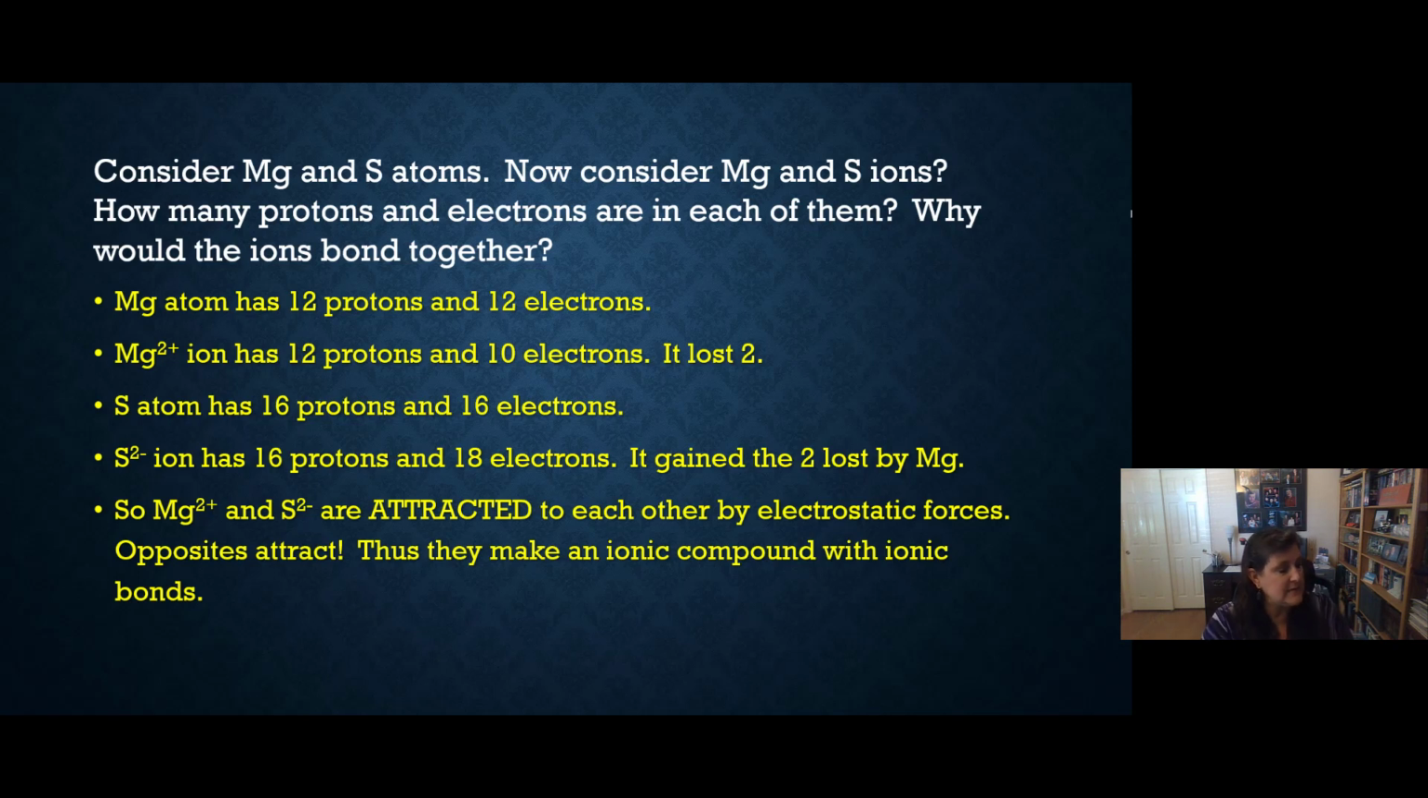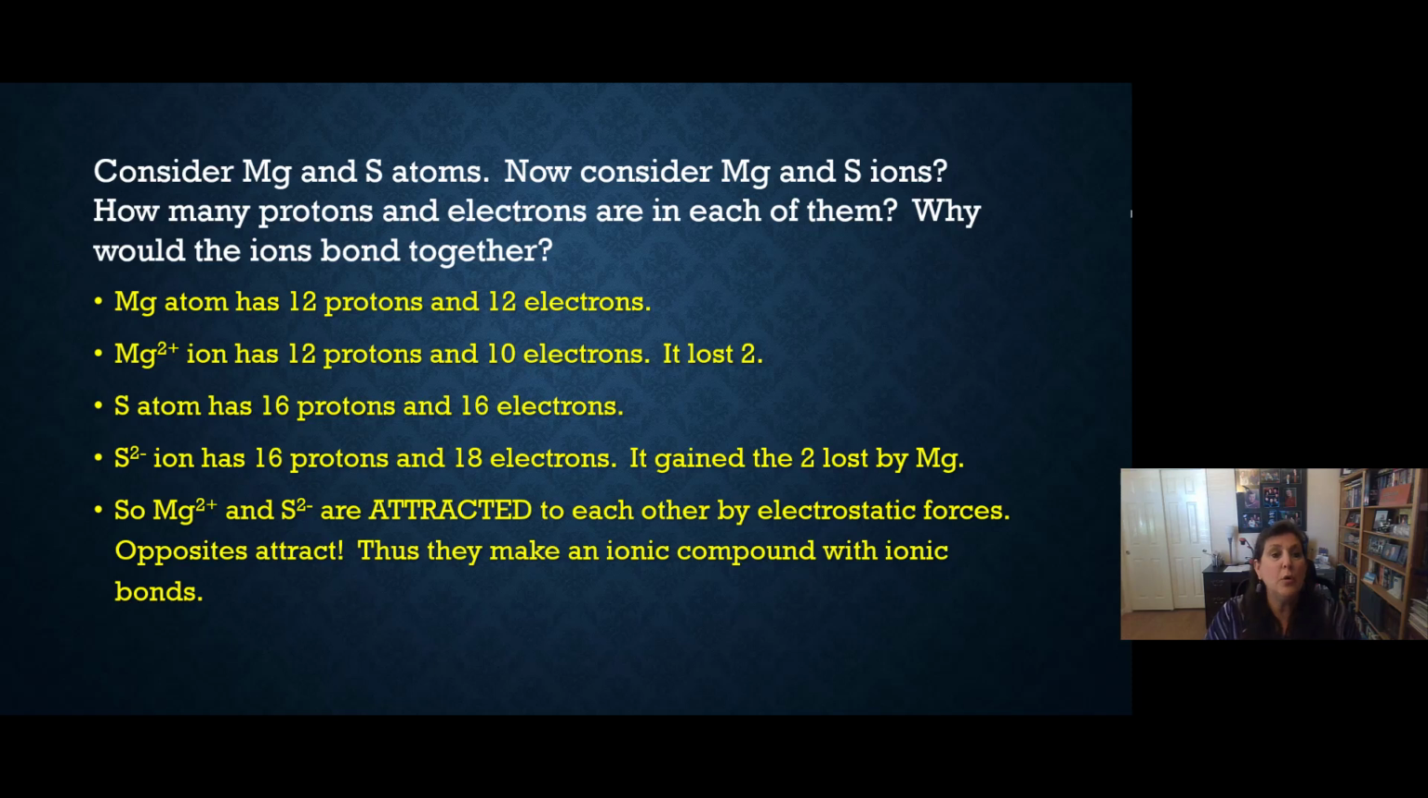Now sulfur is number 16. It has 16 protons and 16 electrons as an atom because they're the same as an atom. But S-2 has gained 2 electrons. The protons stayed the same, so the protons are still 16. But the electrons went up to 18 because it gained the 2 lost by the magnesium.